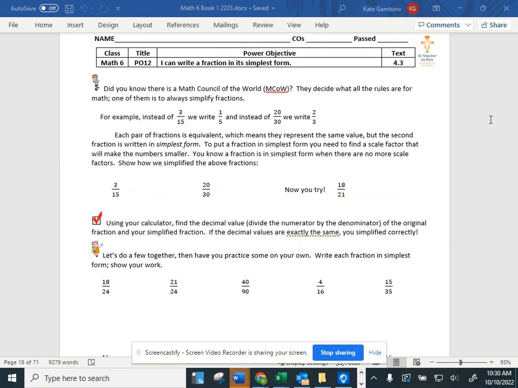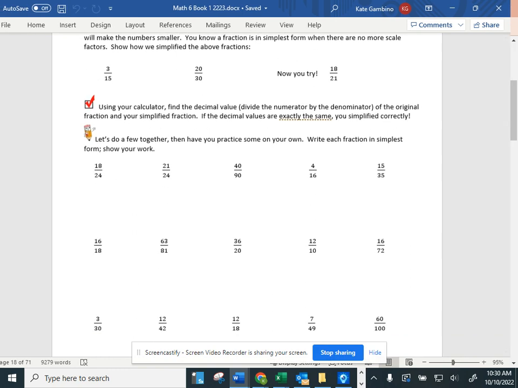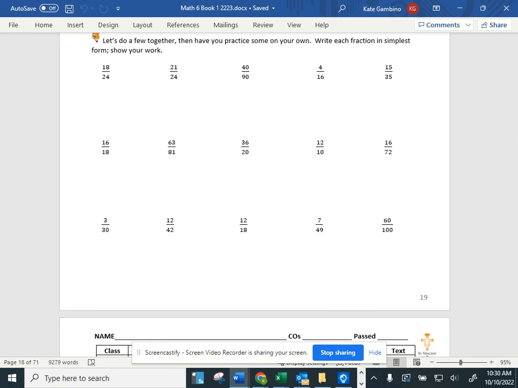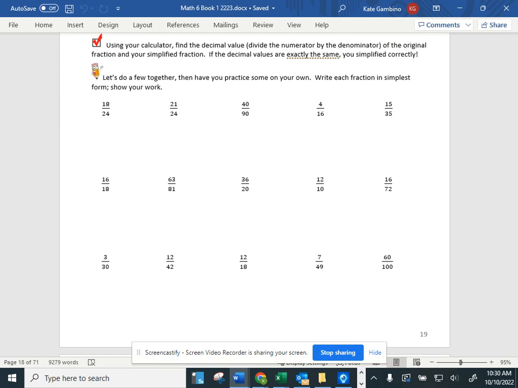Let's do the first couple together. 18 divided by 24. What do you think is a scale factor I could divide out, Olivia? 3. I can divide a 3 out. 18 divided by 3 is 6. 24 divided by 3 is 8. Can I go even smaller?